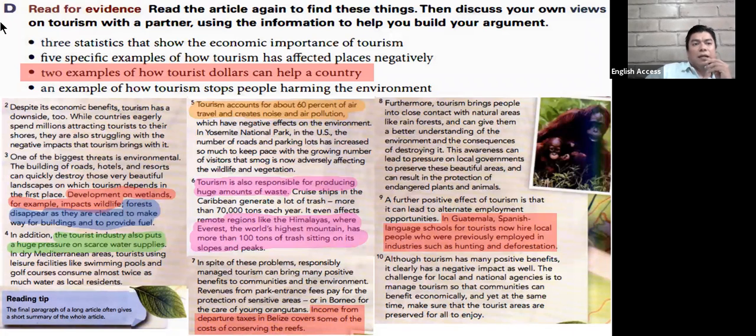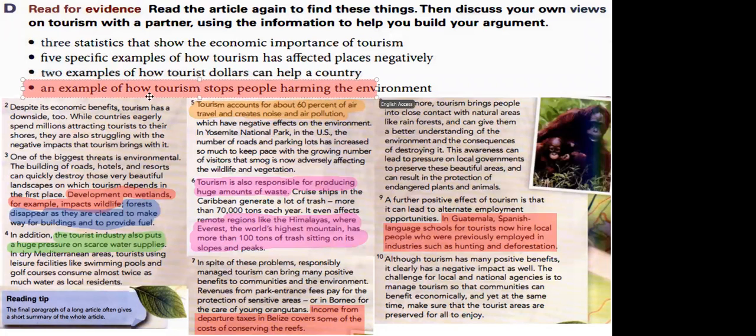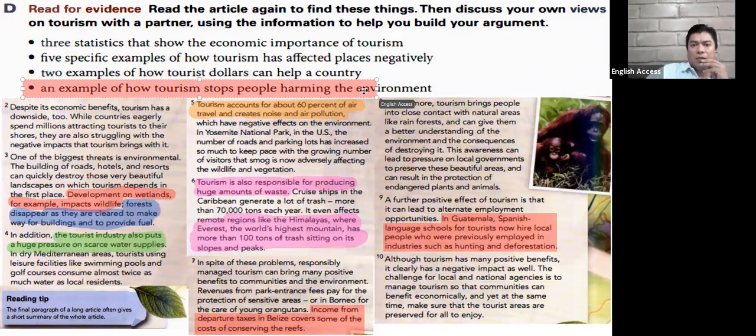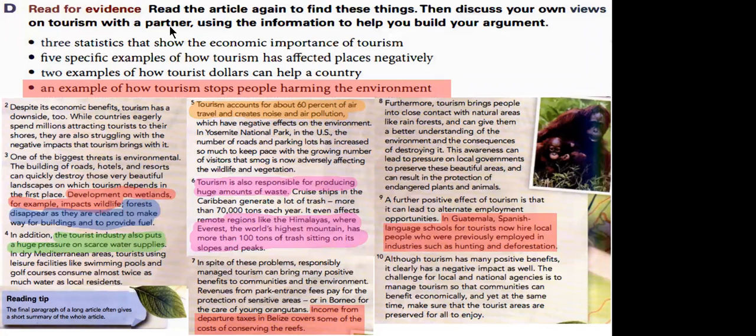Okay, let's go for number 4. An example of how tourism stops people harming the environment. Let's do that with blue. Teacher, the answer can be paragraph 8. Furthermore, tourism brings people into close contact with natural areas like rainforests and can give them a better understanding of the environment and the consequences of destroying it.